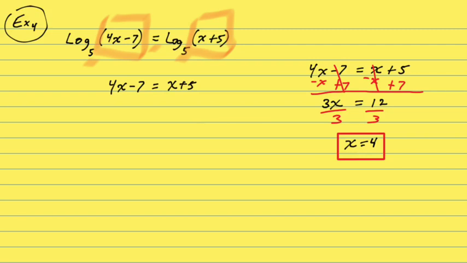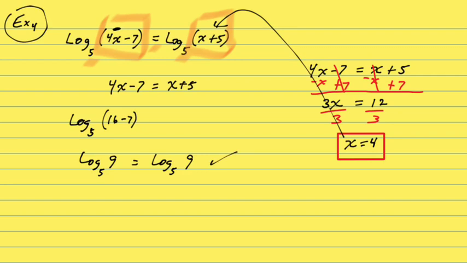Now, if you put 4 in, what do you get? What's 4 times 4? 16. What's 16 minus 7? 9. Is that the same thing you'd get if you put a 4 in here? Would it be log base 5 of 9? So you know it does work. So hopefully you'll just look at this and see that everything's the same except the arguments. And because they're equal, they have to be equal. If you would like to see the proper mathematical way, here it is.